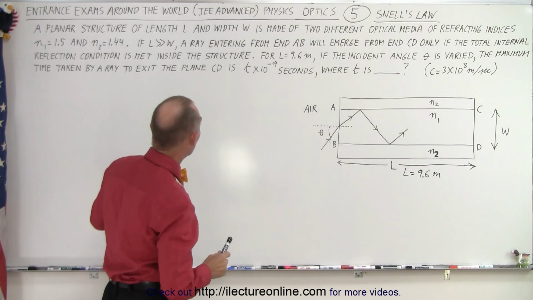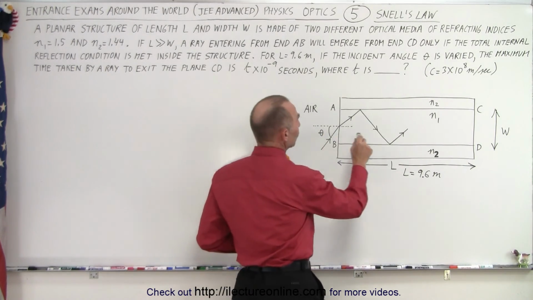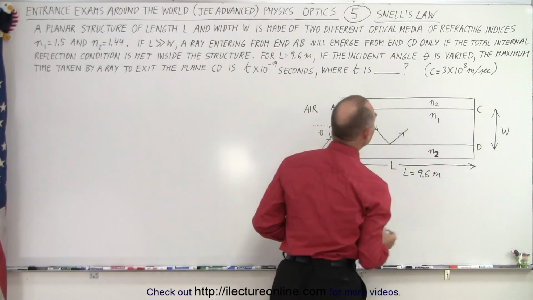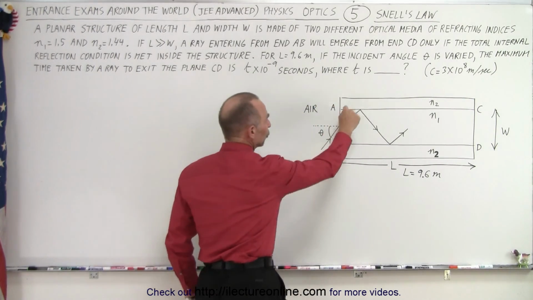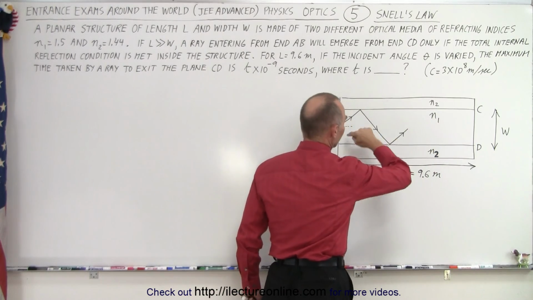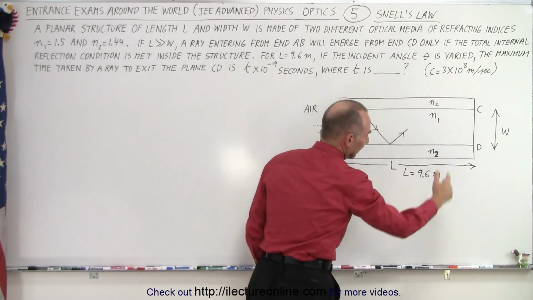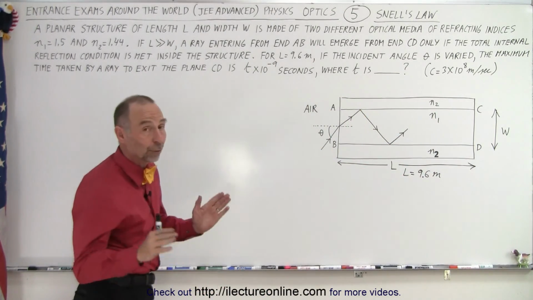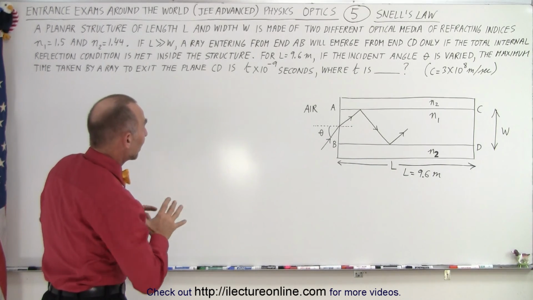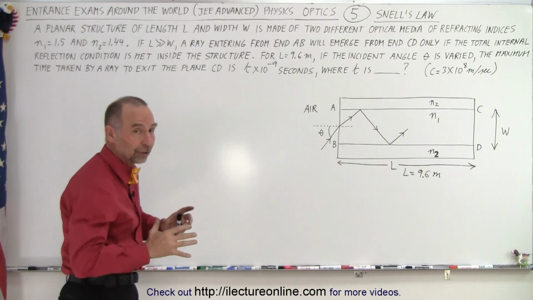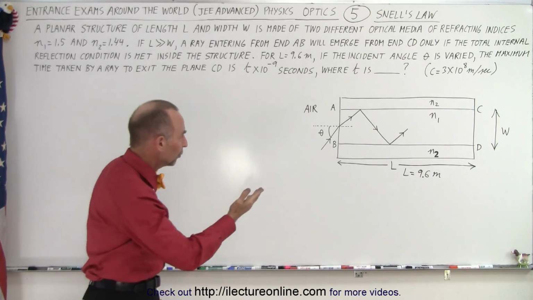So when a ray enters from end AB, it will eventually emerge from CD, if, of course, we have total internal reflection. Otherwise, it will simply go across the border and not exit at CD. So we're assuming total internal reflection. Now they're telling us that we'll pick an incident angle theta. We don't care what the angle theta is as it goes in.